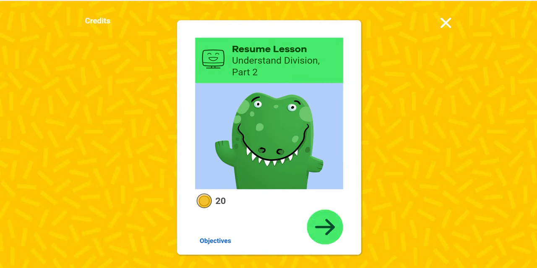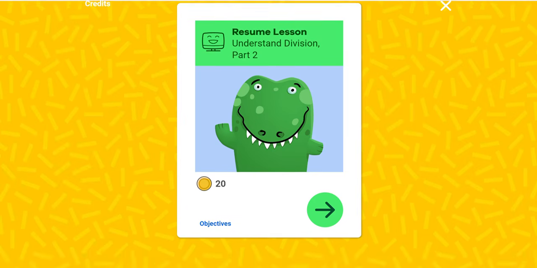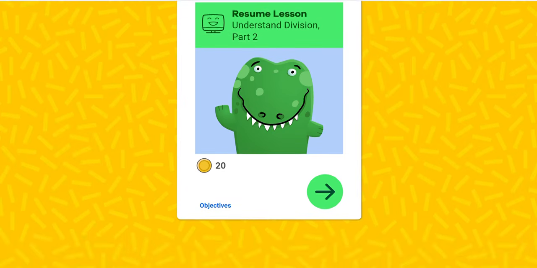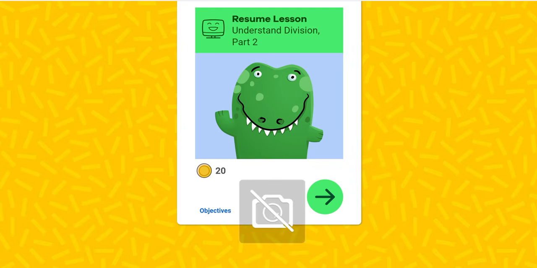Actually, I love math and I love reading. The commenters who say they love reading, I love commenters who say they love math.